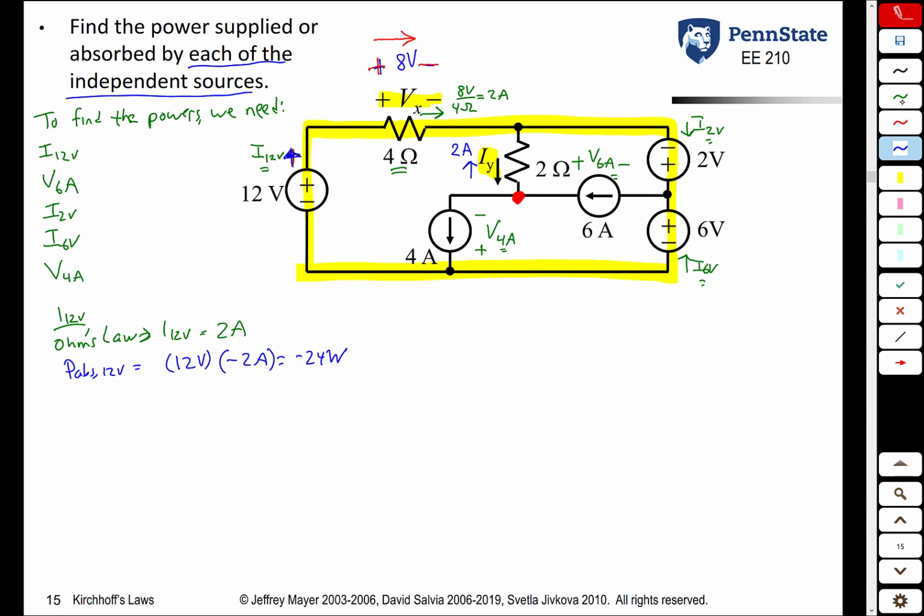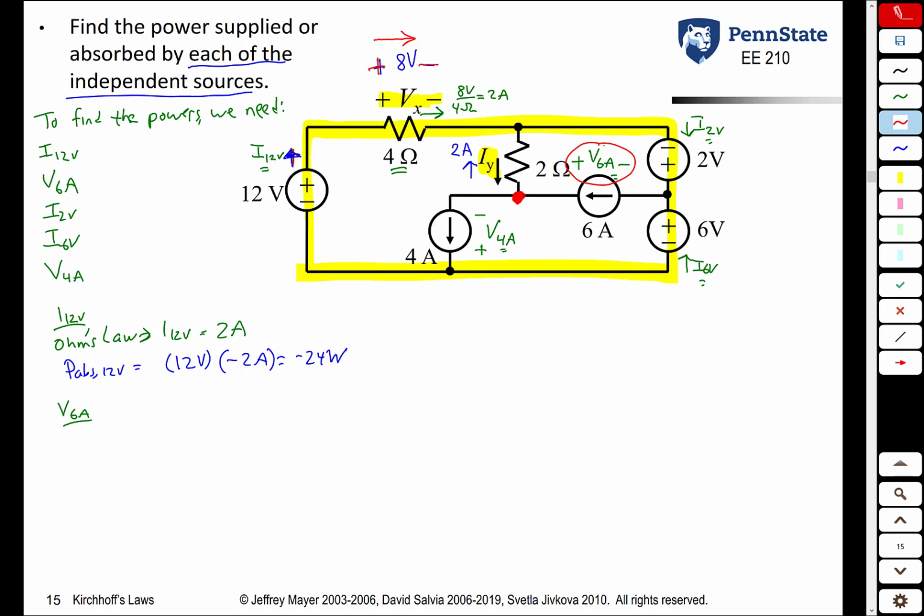Next thing we want to find now is the voltage across the 6 amp source. So once again, we want to think about what we do and do not know already. We're looking for this voltage here. To find a voltage, you typically want to use Kirchhoff's voltage law. If you can find a loop where you know every voltage except that unknown voltage, you can then apply KVL to find that voltage.